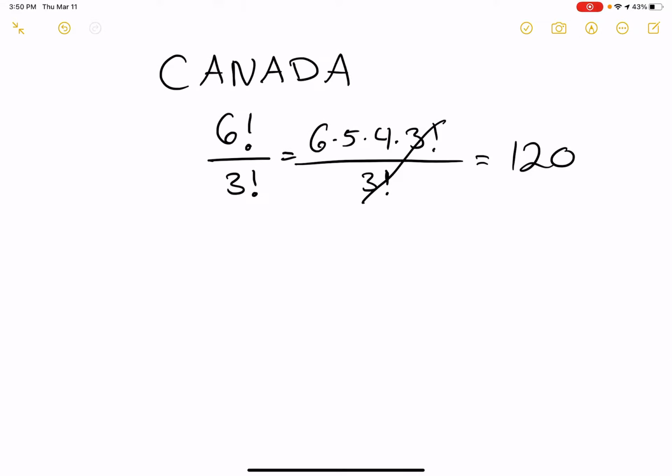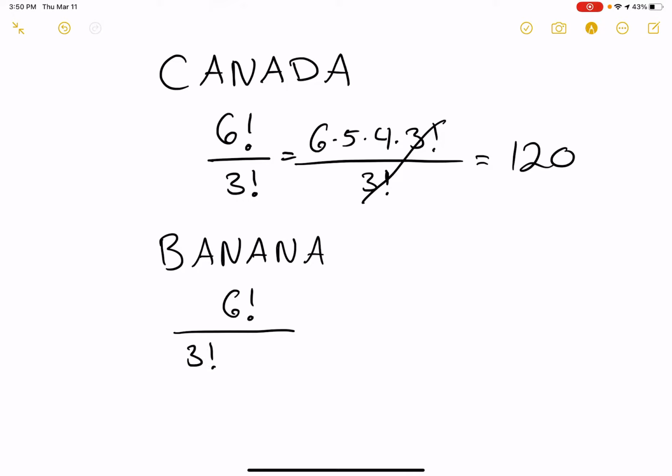What about the word banana? Again, we have 6 factorial here. But we're going to divide that by the 3 A's and the 2 N's.